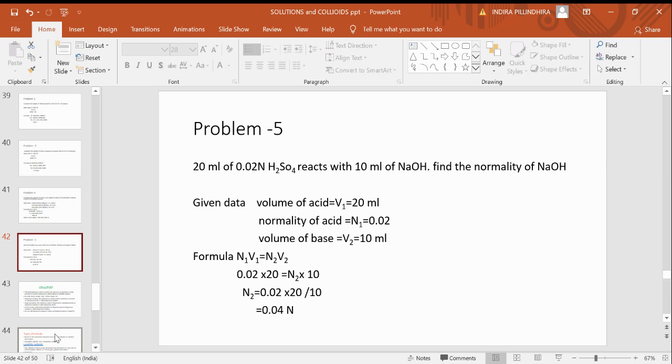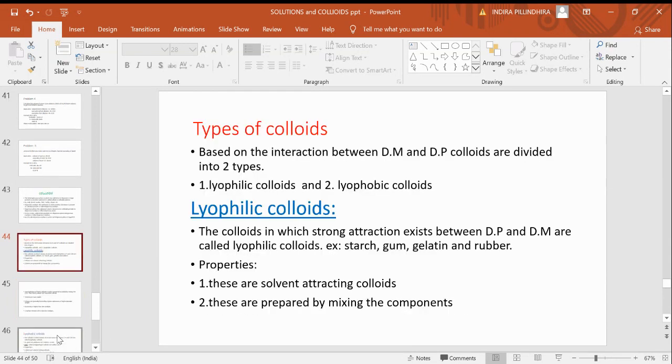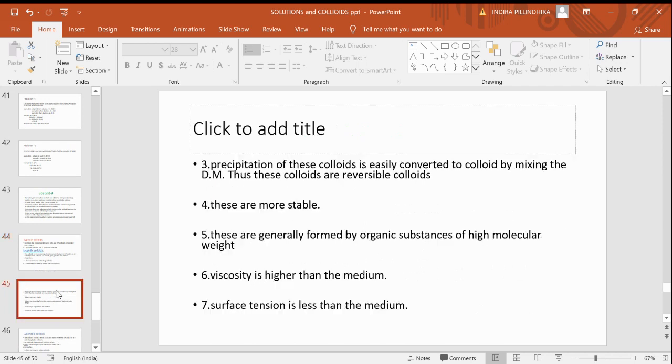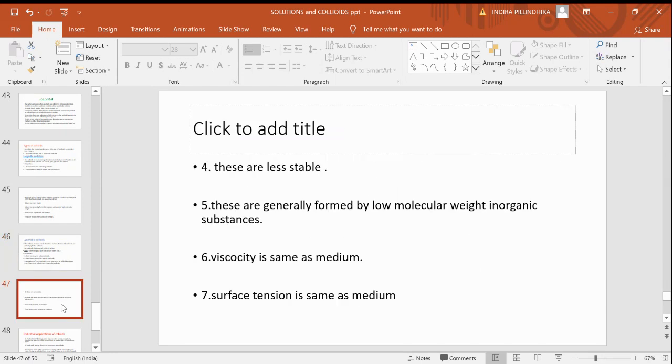And then finally, we have learned about the colloids. What is the definition of the colloids? What are the different phases in the colloids? And what are the types of the colloids? Then we have moved to the types of the colloids, lyophilic and their properties. Next slide, continuation of the properties. Then next slide, lyophobic definition and again properties. And next slide, continuation of the lyophobic properties.